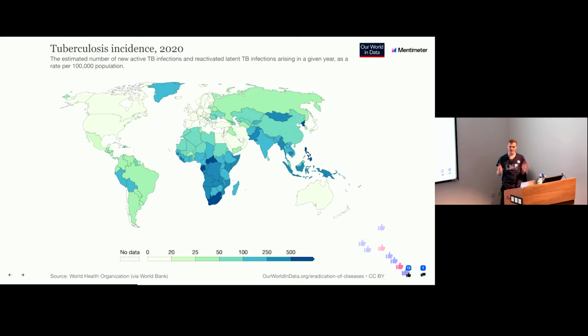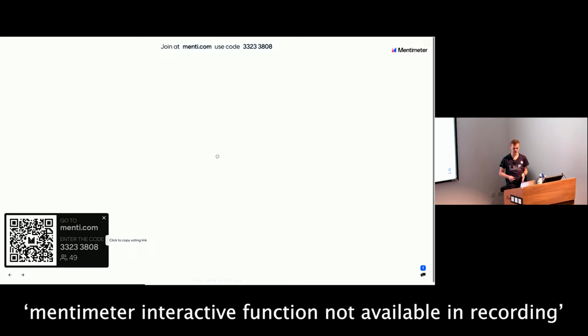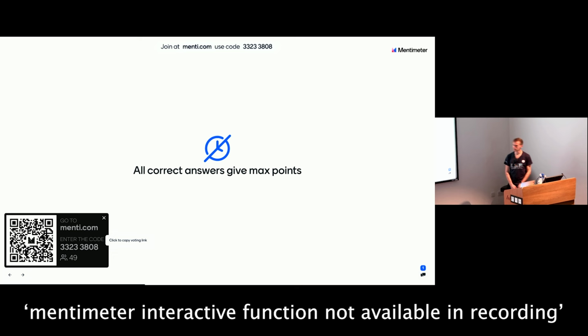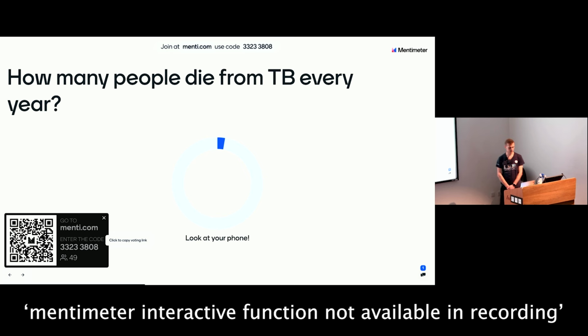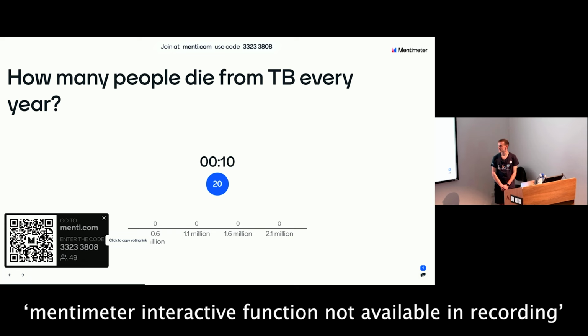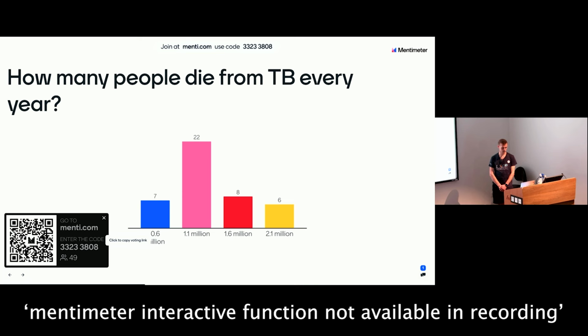How many people do you think die from TB every year? So is it 0.6 million? Is it 1.1 million? Is it 1.6 million? Or is it 2.1 million? So actually, it's 1.6 million. TB kills the most people around the world of any other single bacteria or virus. So it is really still a big problem today.